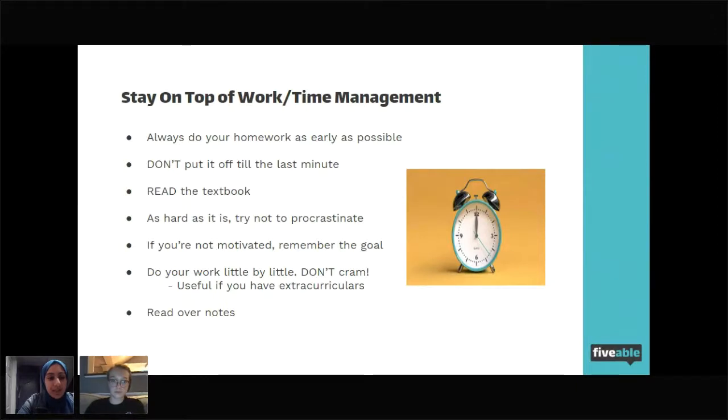So I would say always do your homework as early as possible. I know that's not ideal for most of us, but it really helps. Maybe spread out reading the chapter. If you have a week to read the chapter and you spread out the pages within that week, it'll be much easier than, as the second point says, putting it off to the last minute. It'll be less stressful and you'll have to read less, so you'll be able to absorb the information better. So again, don't put it off to the last minute.